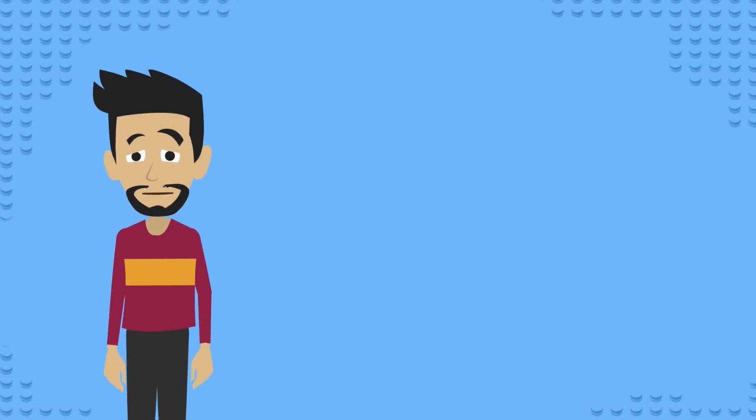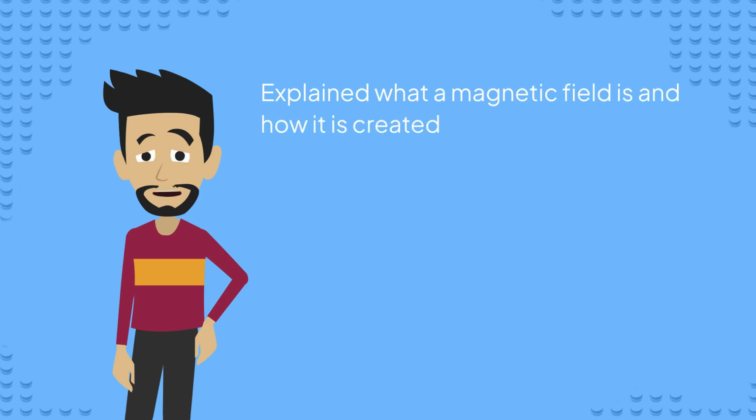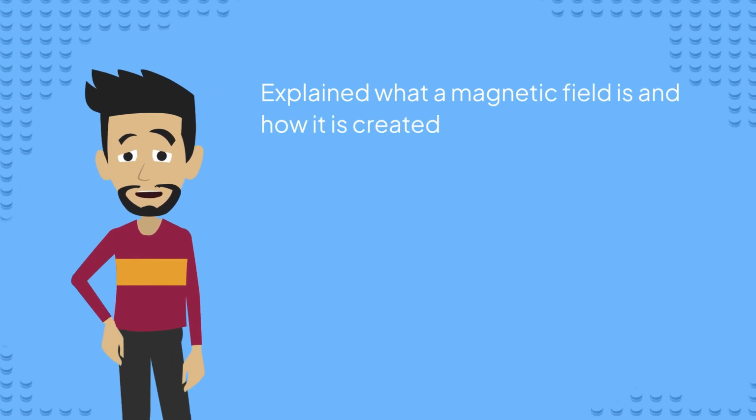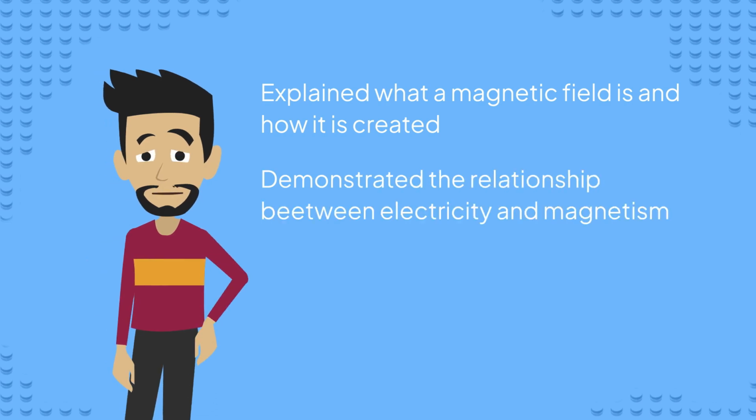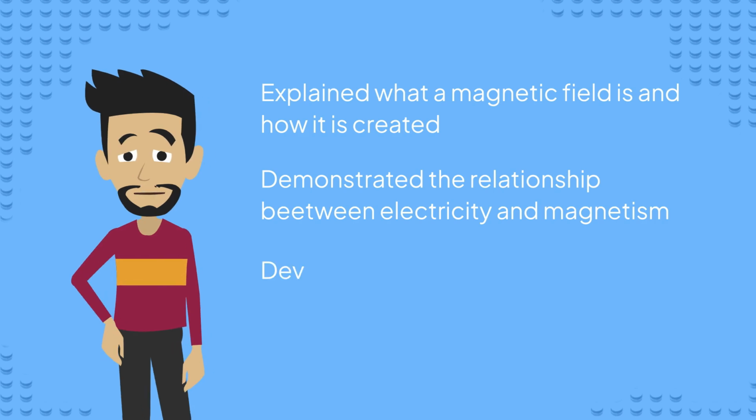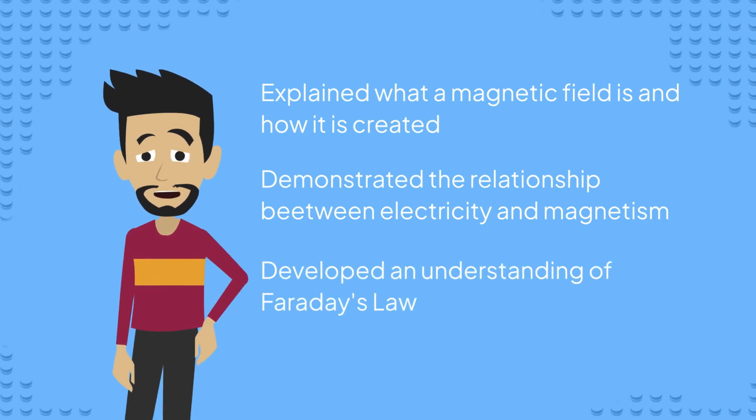Let's review what we learned today. We learned what a magnetic field is and how it's created at the atomic level. We demonstrated the relationship between electricity and magnetism by creating electromagnets. And we learned that Faraday's law explains how power can be generated by using magnets and coils.